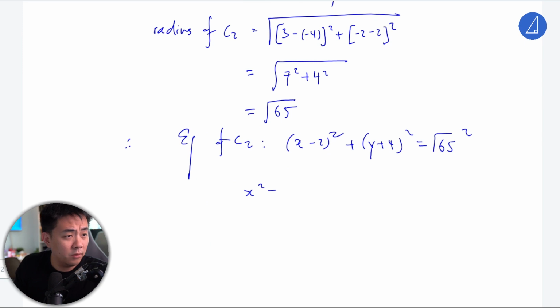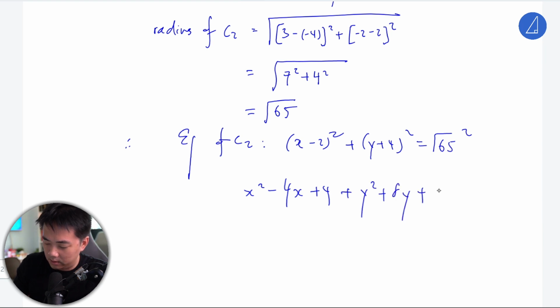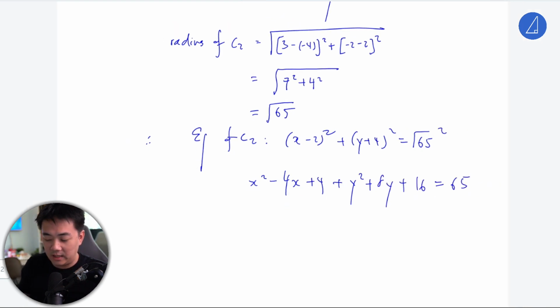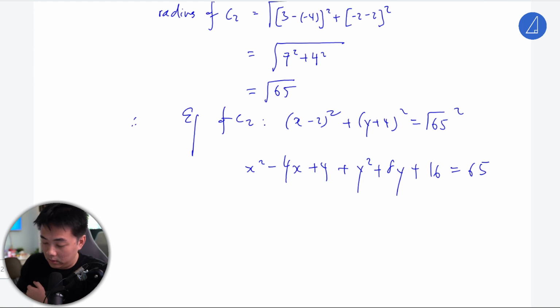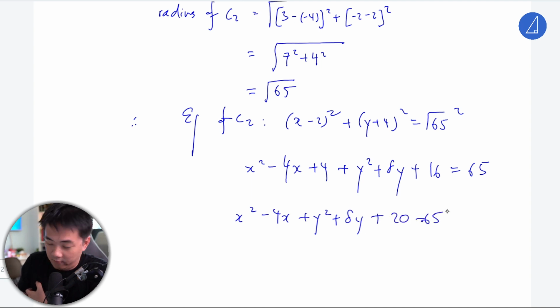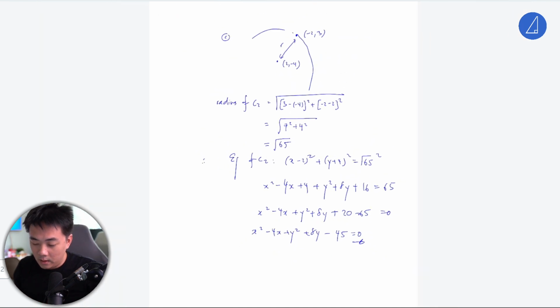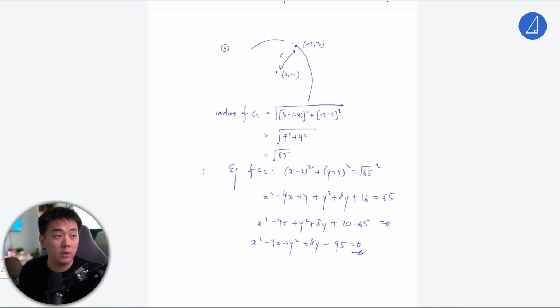General form. I will say this is the expanded form, but okay. So x square minus 4x plus y square plus 8y plus 20 minus 65 equals 0. x square minus 4x plus y square plus 8y minus 45 equals 0. Okay, so that's how you do this question proficiently. If you have any questions at all, please let us know, and I'll see you in the next question.